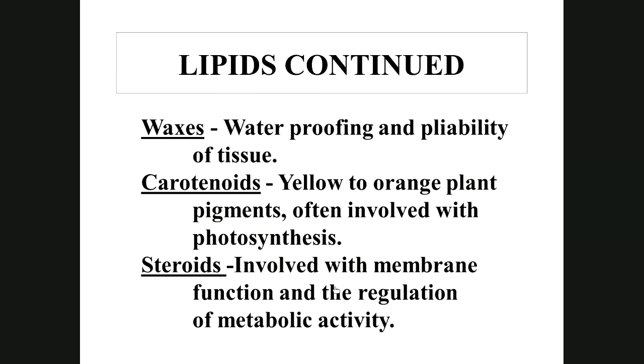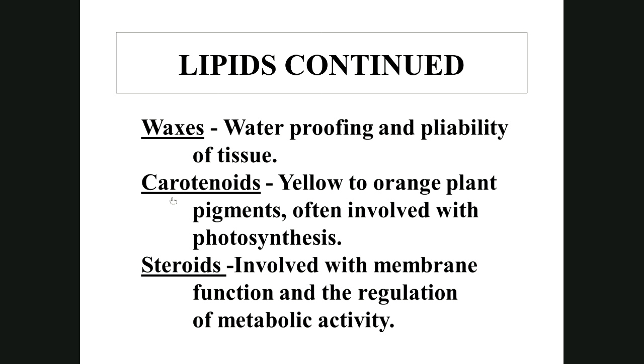Some more, we have waxes. Okay, waterproofing and pliability of tissue. Now we produce a wax, it's called earwax, and it's called cerumen. So we do have some lipids that are produced by cells in our ear canals for waterproofing and pliability of the tissue, and they prevent bacterial infection too.